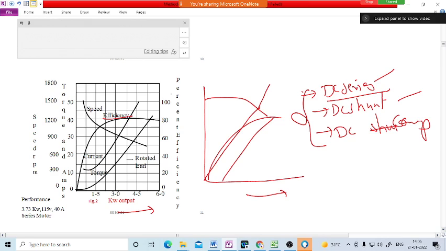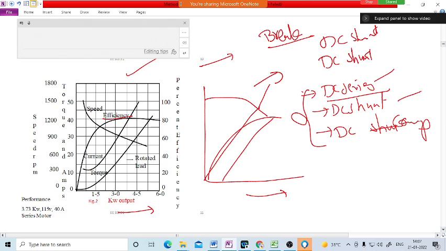So these characteristics we can obtain by doing the brake test on the DC series motor. And these characteristics we can get from the brake test on the DC shunt motor. Okay, so the performance curves we can draw by applying the brake test on the motor, that is, in the case of the DC series motor, DC shunt motor and compound motor.